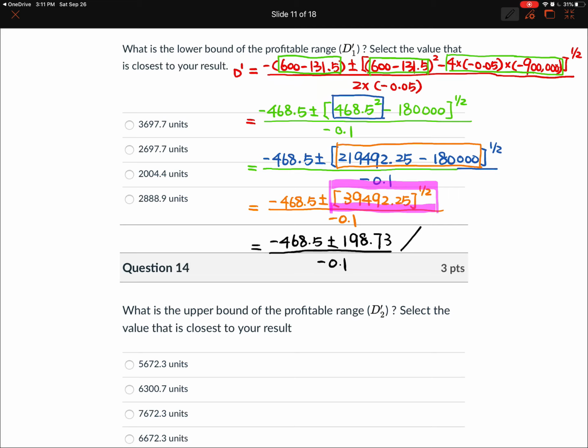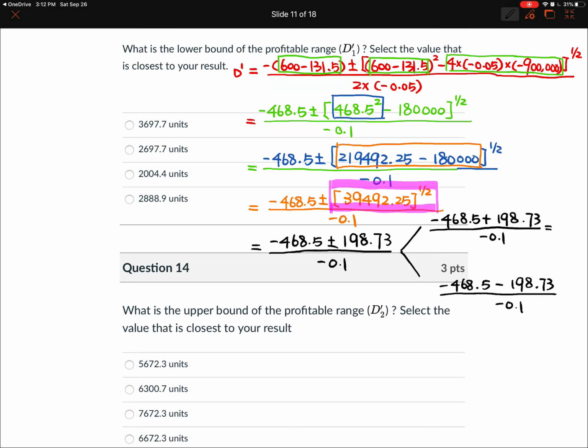Okay, so from now you can have two values out of this one single equation. One value is negative 468.5 plus 198.73 over negative 0.1, and the other is negative 468.5 minus that 198.73 over negative 0.1.